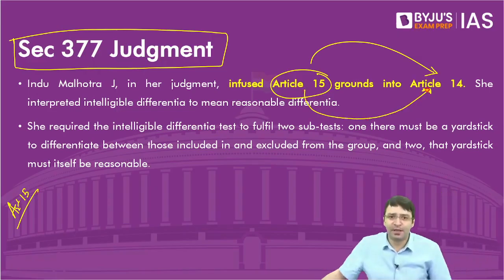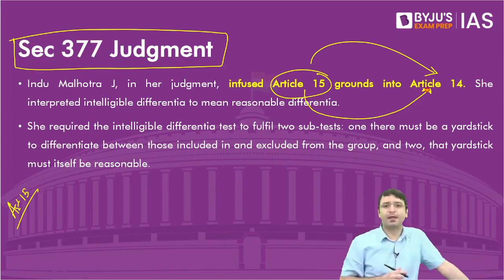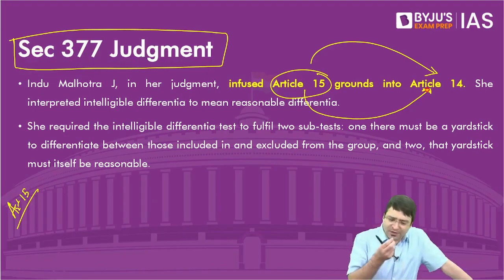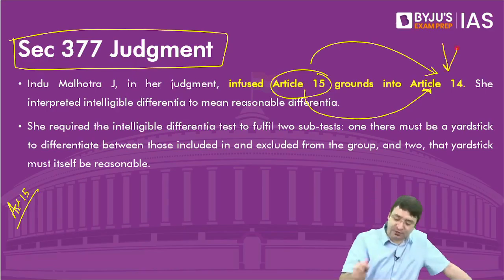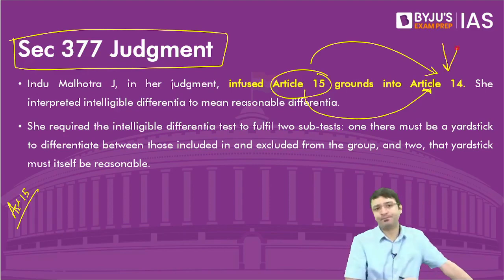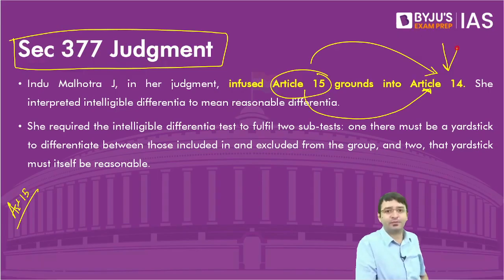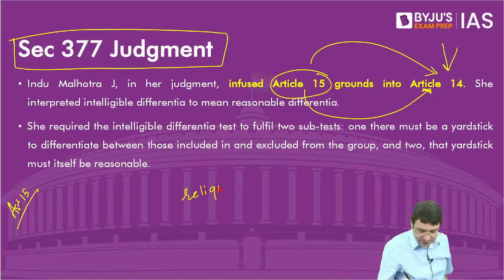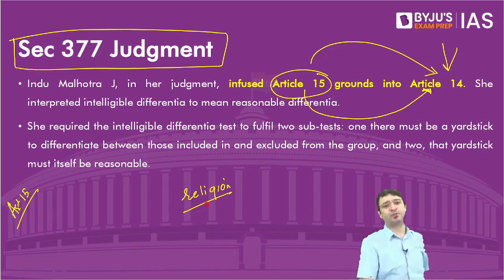Is Article 14 applicable to foreigners? Yes. How was Article 15 infused into Article 14? Justice Indu Malhotra said, on the basis of the basic core traits of an individual, you cannot discriminate. If you discriminate, that's violation of Article 14 because that is violation of equality. And what is this basic trait of an individual? Sexual orientation. What is basic trait of an individual? Religion. Religion is the core basic trait of an individual.